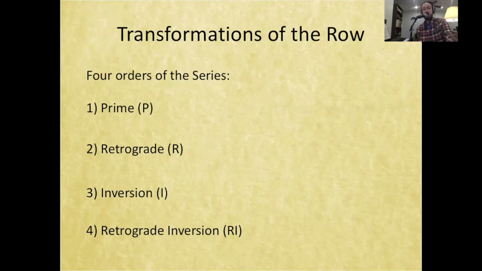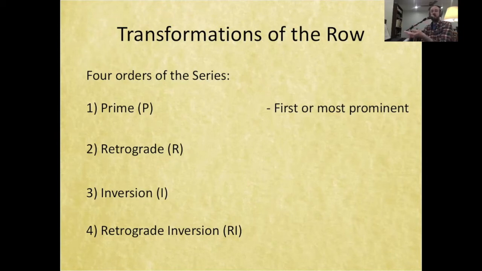Let's unpack those a little bit, though. So, prime, this is really the main row. This is the main series, and it's the one that everything else is based upon. It tends to be either the very first thing that you hear in the piece, we just consider it the prime order, or sometimes we use the most prominent early statement of a musical idea. This would tend to be especially the case if it was like a piece for, let's say, piano and voice. The prime might not be the first thing we hear, but it is the most prominent thing.